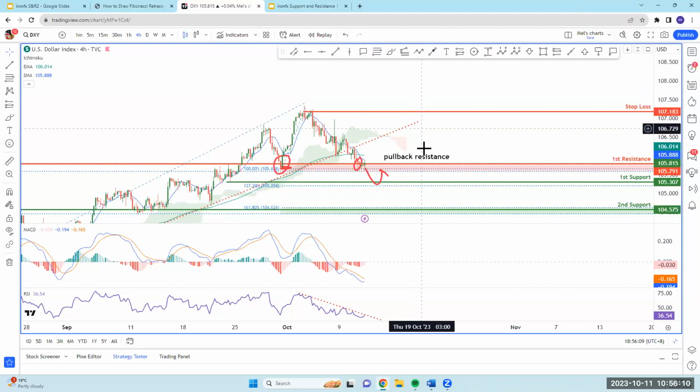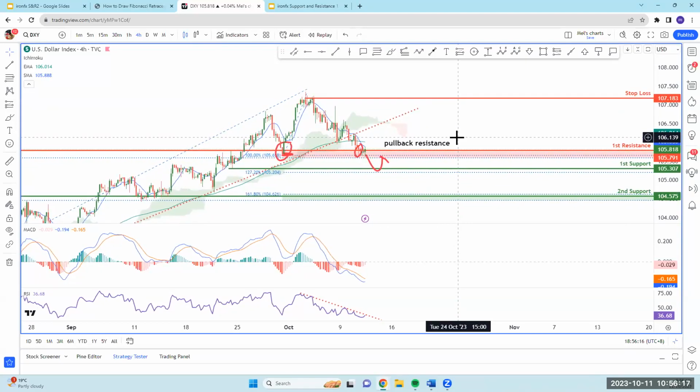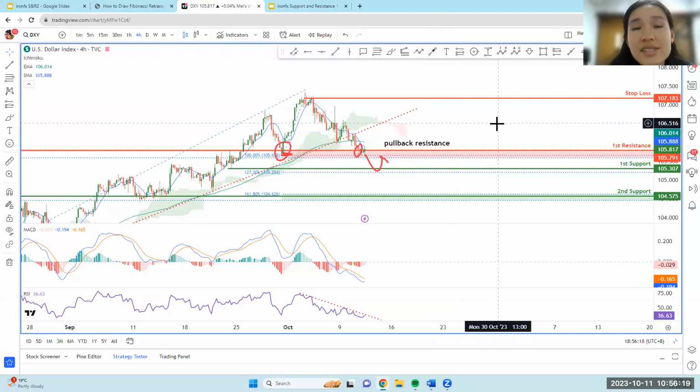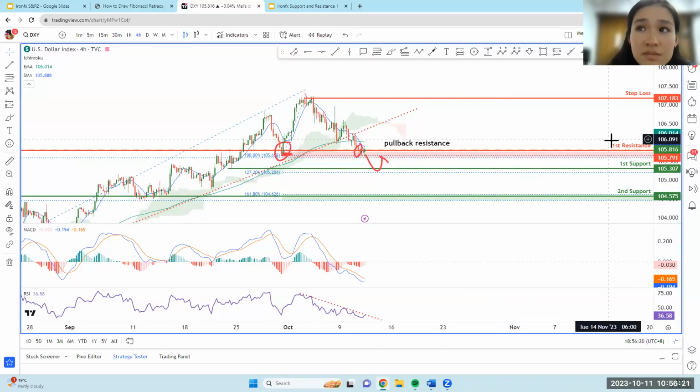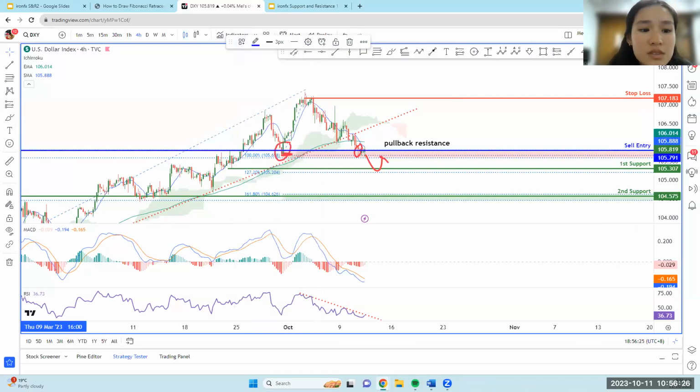In this case you're actually going for a sell, not a buy. So the second resistance should be the maximum stop loss. The first resistance, sorry, will be our entry, our sell entry. Then our first support would be our take profit. And then once price breaks that, we can go in for another sell towards our second support.